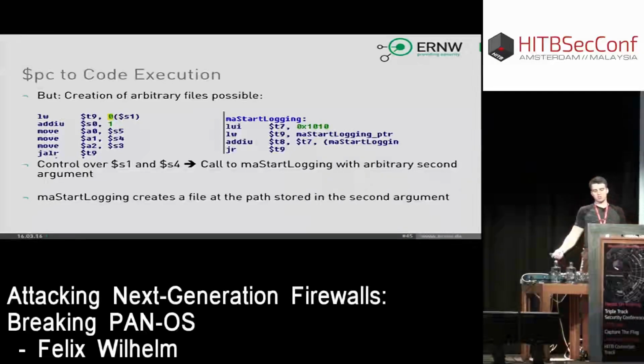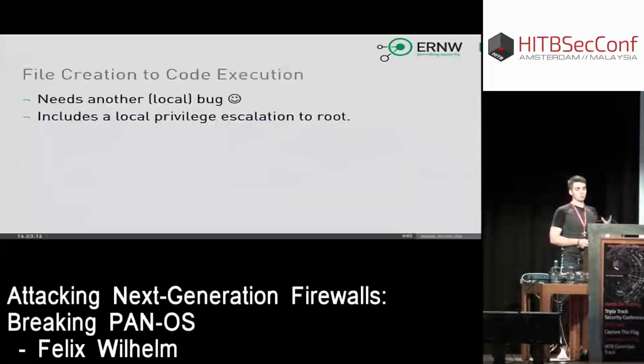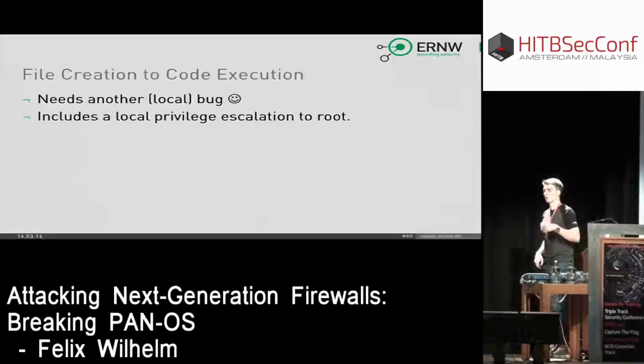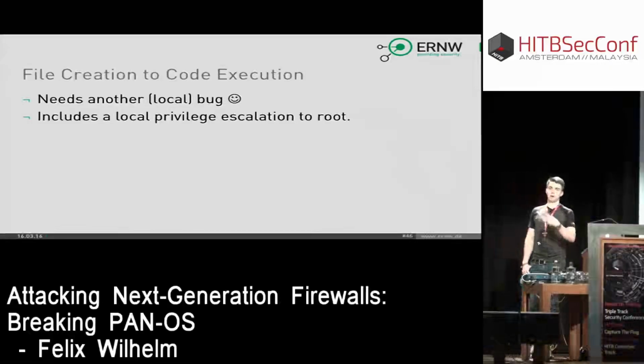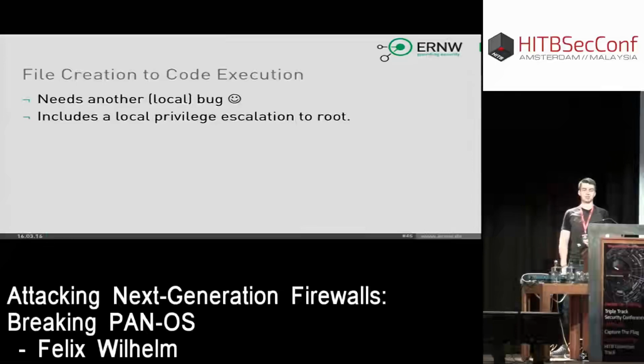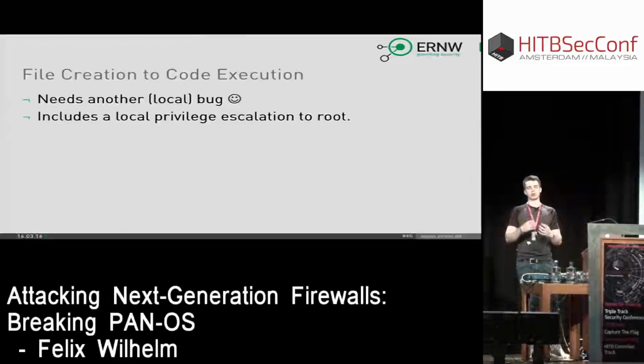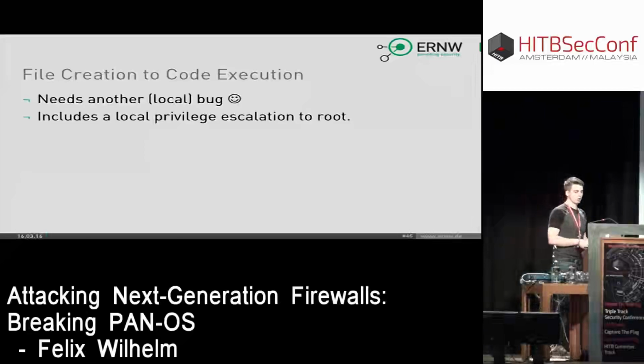And the function just creates a file at the path stored in the second argument. Now to get code execution out of this, you need another bug. In this case, we exploited a bug that also contains a local privilege escalation because it's a cron job that just watches for a certain directory and compresses files that it discovers in there. It's implemented as a bash script and contains a nice command injection. So we create an arbitrary file, wait for the cron job to execute, and then we get a root shell out of it.